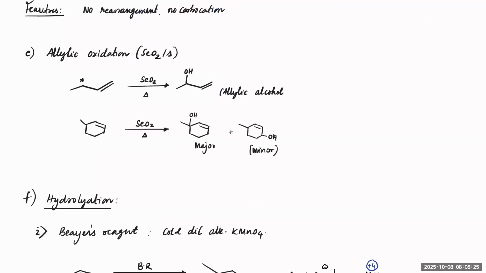Similarly, if at all there is an allylic group here and SeO2 is there, at the allylic position you'll get an alcohol. And usually the alcohol goes to the more substituted allylic position. So this is major, this is minor.